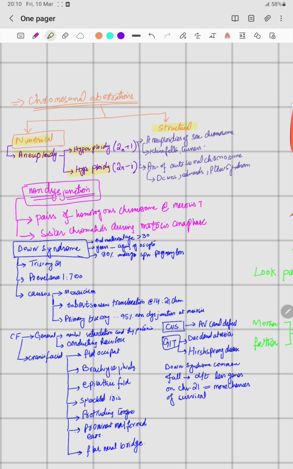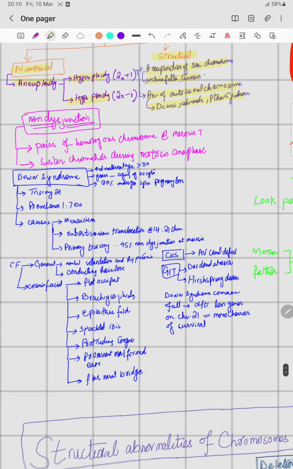So what is the aneuploidy of the sex chromosomes? The aneuploidy of the sex chromosomes includes Klinefelter and Turner syndromes, and aneuploidy of the autosomal chromosomes includes Down, Edward, and Patau syndromes. The other problem is non-disjunction, which is how this numerical aberration happens.